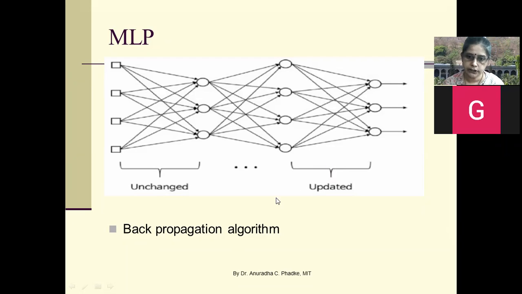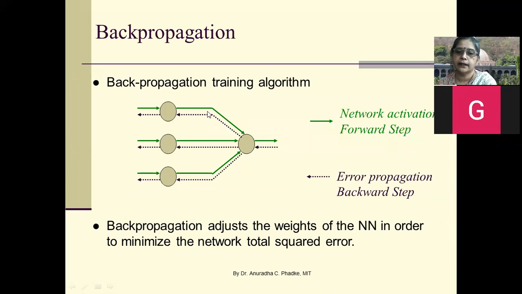So in the back propagation algorithm, there are basically 3 phases. First, we propagate the signal forward. We determine the net output, we apply the activation function, and we follow a similar process at each and every layer. Then we calculate the error. Then we determine the derivative of the error and we propagate it backwards. So in back propagation, we adjust the weights of the neural network in order to minimize the network total squared error. So we change all the weights so that the overall error is minimized.